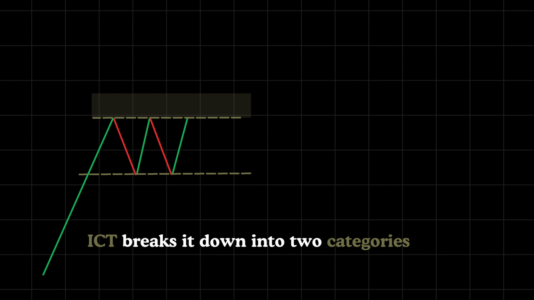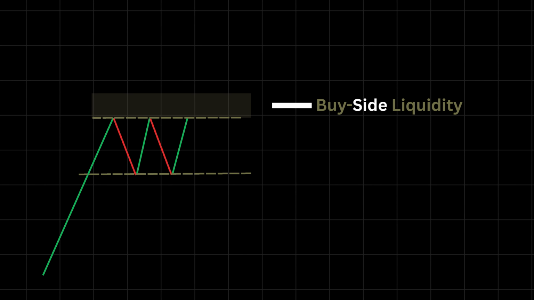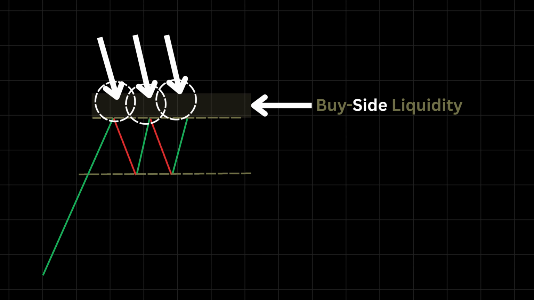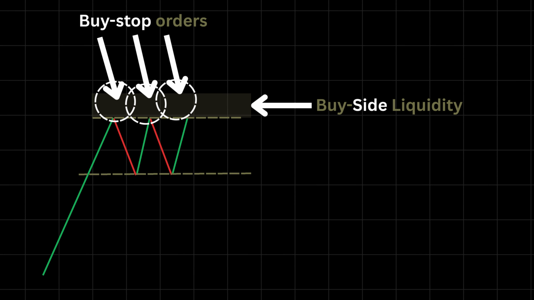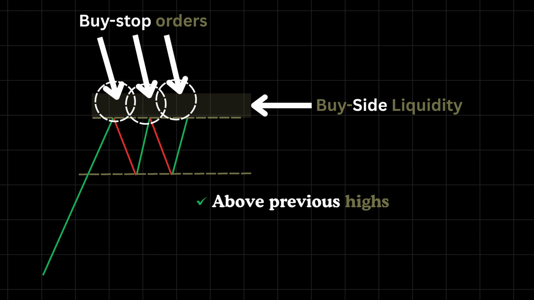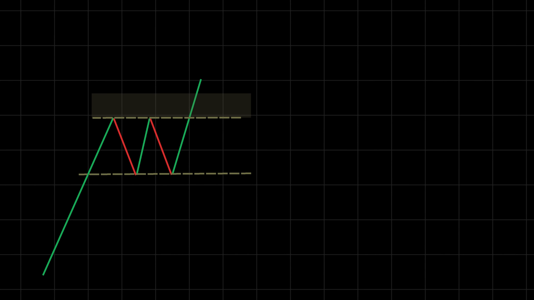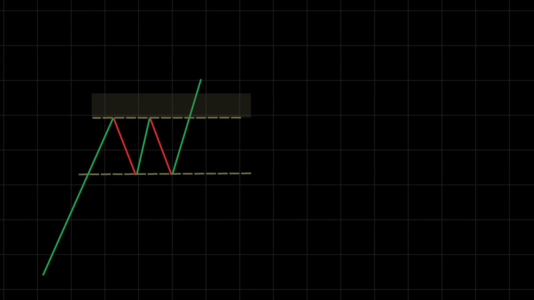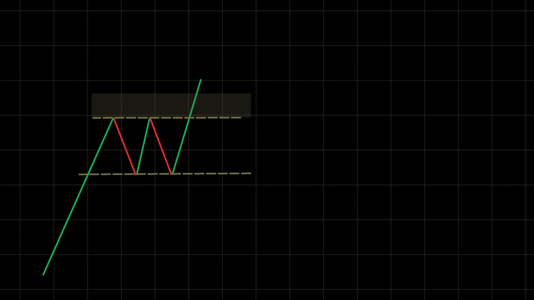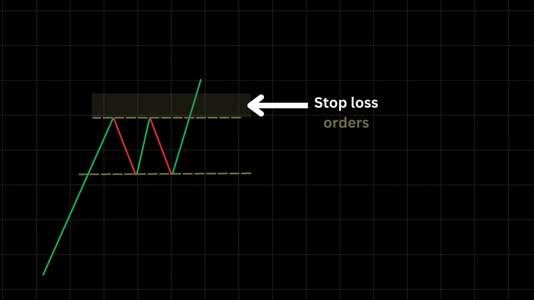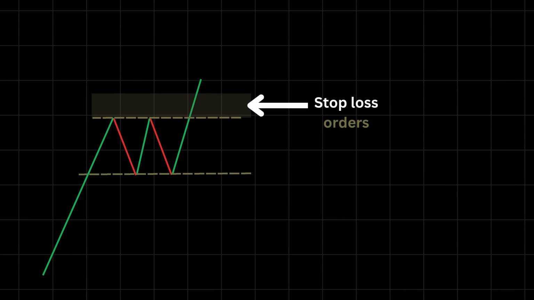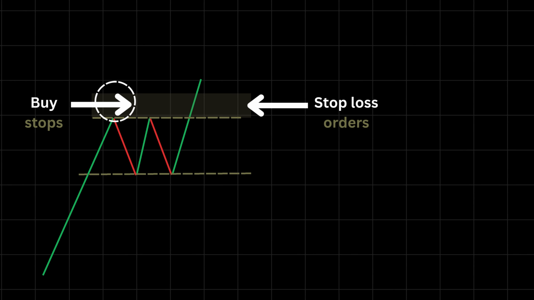ICT explains it in two types. The first is buy-side liquidity. Buy-side liquidity means buy stop orders, usually set above price, above old highs, weekly or daily highs, or equal highs. Why are they placed there? Because traders holding short positions want protection, so they put stops above swing highs. Breakout traders also use buy stops to catch upward moves.